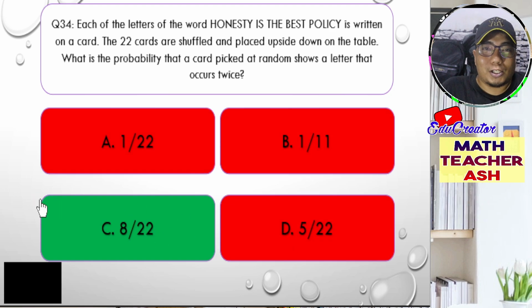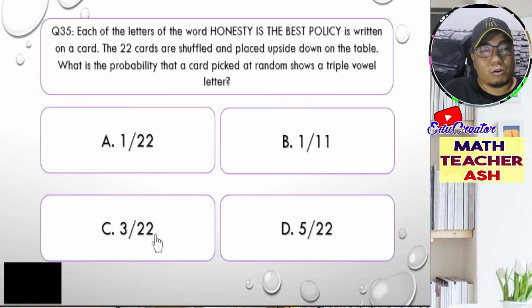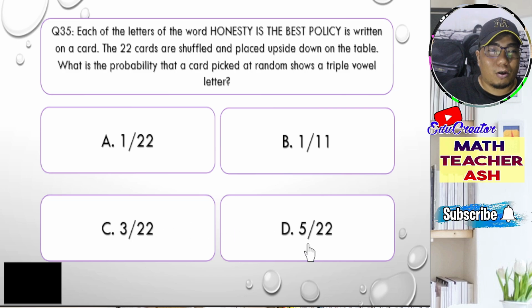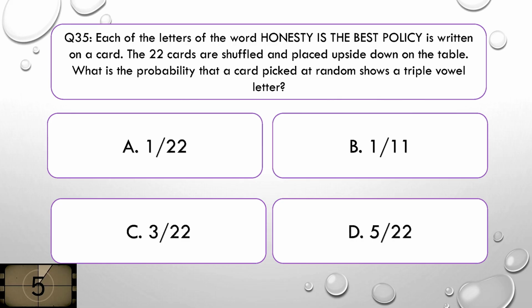So let us go to question number 35. The same scenario, but another question. What is the probability that a card picked at random shows a triple vowel letter? Triple vowel. Is it A, 1 over 22, B, 1 over 11, C, 3 out of 22, or D, 5 over 22? I'll give you 5 seconds to think about your answer.